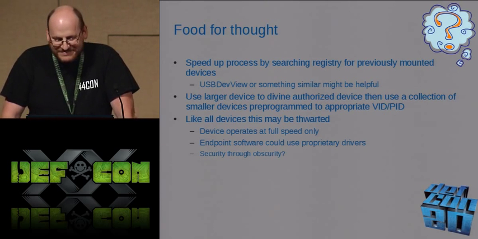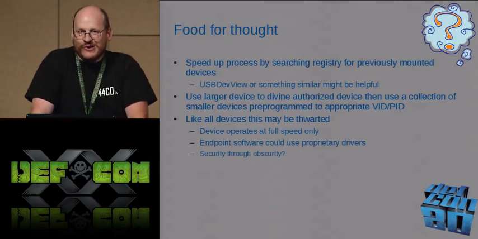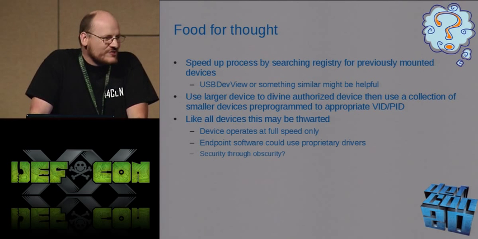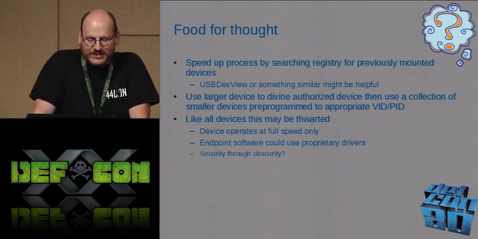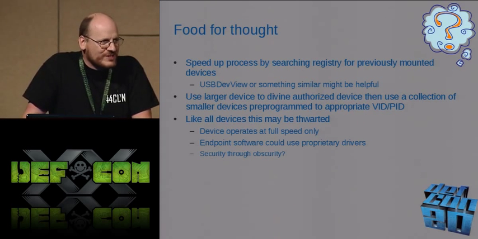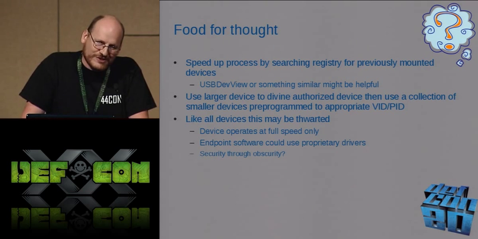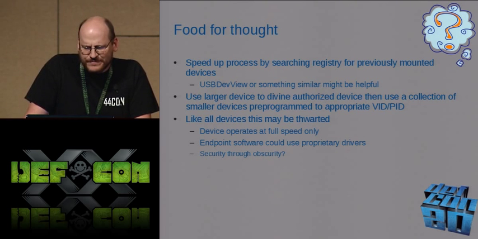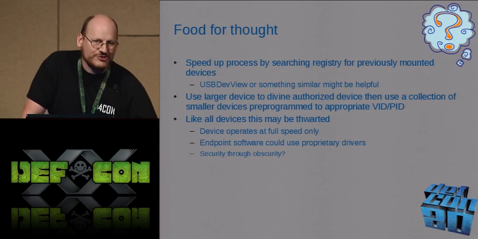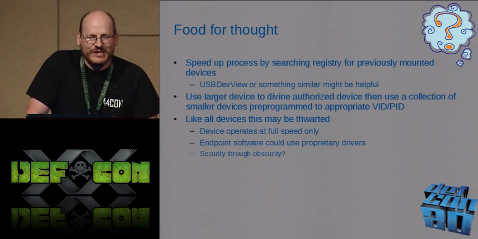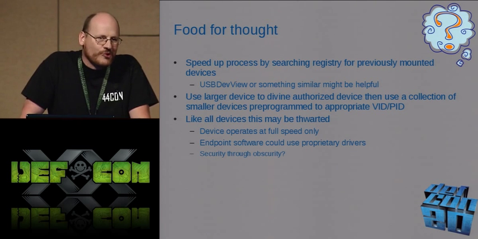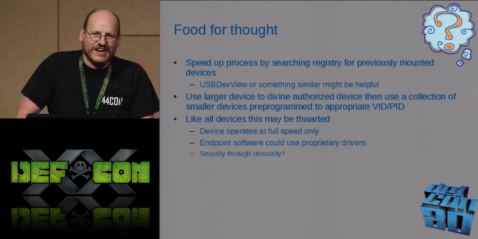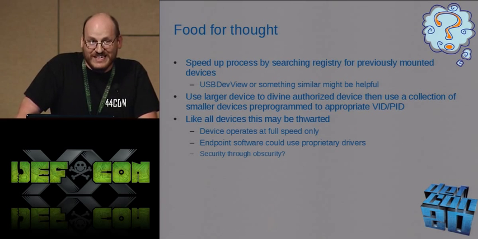Just a little food for thought. Where could we go from here? Well, we could possibly speed it up again if you look in the registry and try to find an authorized VID-PID that's more previously loaded. By the way, if you're not familiar with USB Dev View, it's a nice little tool. It tells you all kinds of useful information on previously attached USB devices, not just mass storage. We could use the larger device here to divine the VID-PID and then possibly pre-program a bunch of smaller devices if we're going to go and attempt to do something en masse, maybe say an organization where we knew what was authorized.